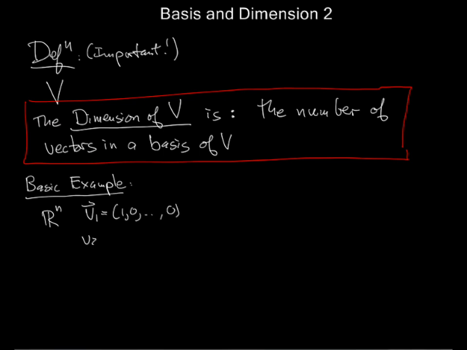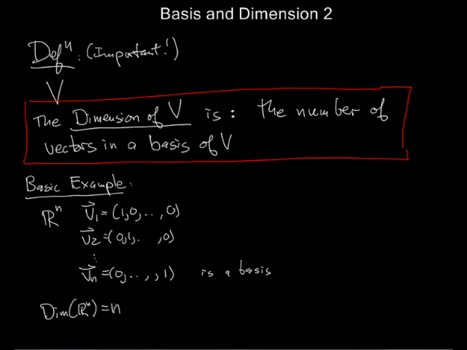You take v1 and v2 and so on to be the vectors with a 1 in one place and 0 everywhere else. There are obviously n of these vectors. They're linearly independent and they span. And so that says that the dimension of Rn is n. And of course, that's the whole point of the definition of dimension. That's supposed to make that work.